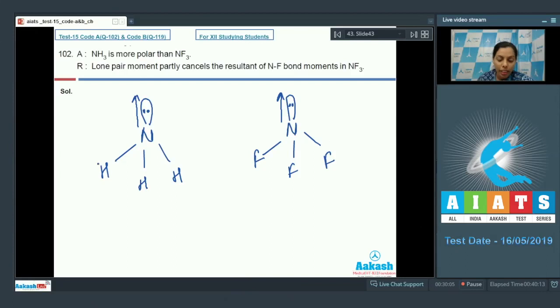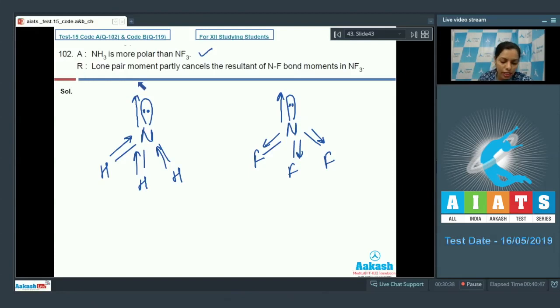What happened in NH3? In case of NH3, the bond dipole is towards nitrogen atom, being more electronegative. Similarly, if I talk about nitrogen and fluorine, fluorine is more electronegative. That's why the bond moment is towards fluorine in this way. So what will happen? The moment due to lone pair is cancelling out the bond moment here, and that's why in this case polarity is decreased, dipole moment is decreased, and the first statement is correct. Ammonia is more polar than NF3.